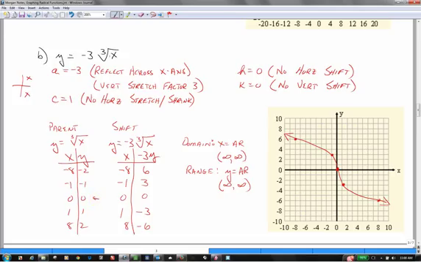And you can see that compared to the original cube root graph, it kind of looks like this, that it's reflected and stretched.